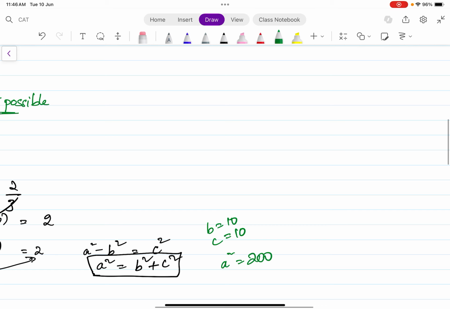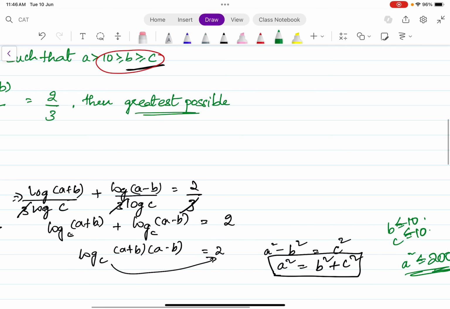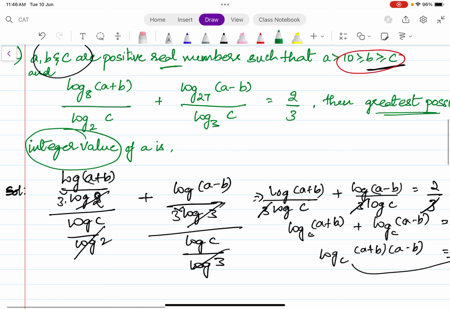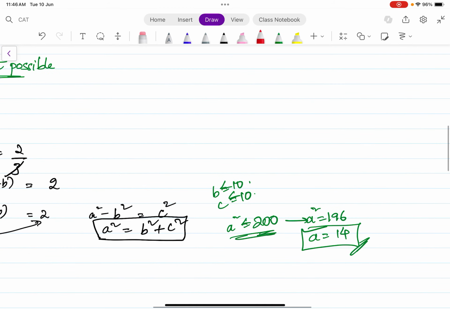But they are asking the greatest possible integer value of a. Therefore, what is the nearest square root of this one? It should be less than this also, because this is less than or equal to. Therefore, a square is less than or equal to 200. So the nearest possible square is 196. a square equal to 196, or a equal to 14. For a equal to 14, b and c will obviously be some other real numbers but not integers. But that is fine, because they have been told that it is a positive real number, not necessarily an integer. But a has to be an integer value, and therefore that is the largest possible integer value for this one, a equal to 14.